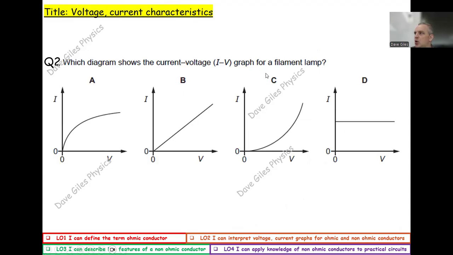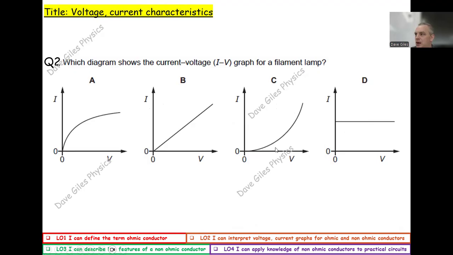So which one shows IV characteristics for a filament lamp? So we know straight away it's not I, it's not D. So we know it's got a curved kind of shape. And we also know that as the current increases, the resistance also increases.